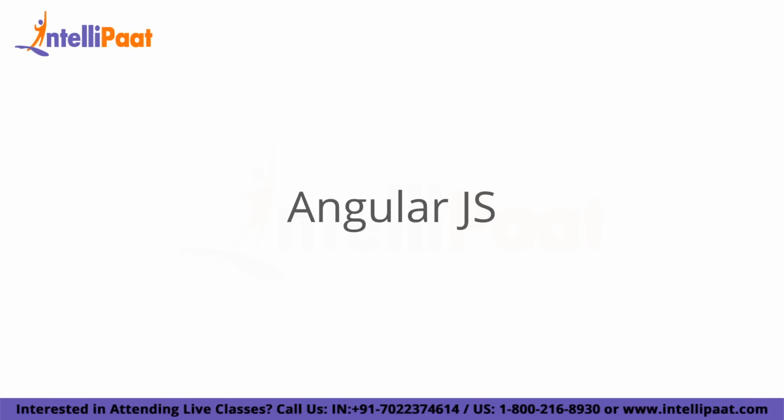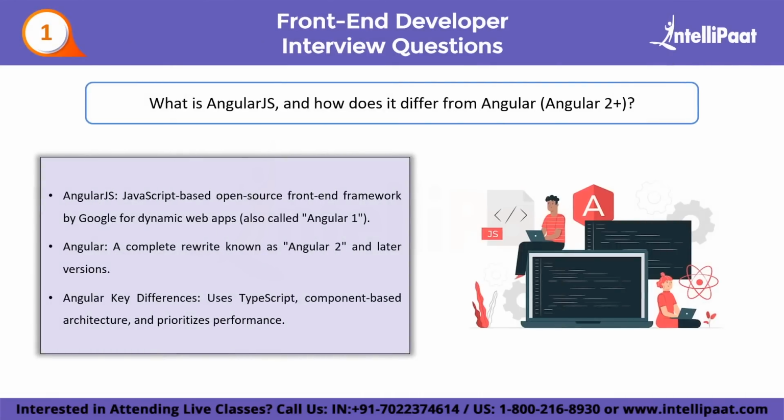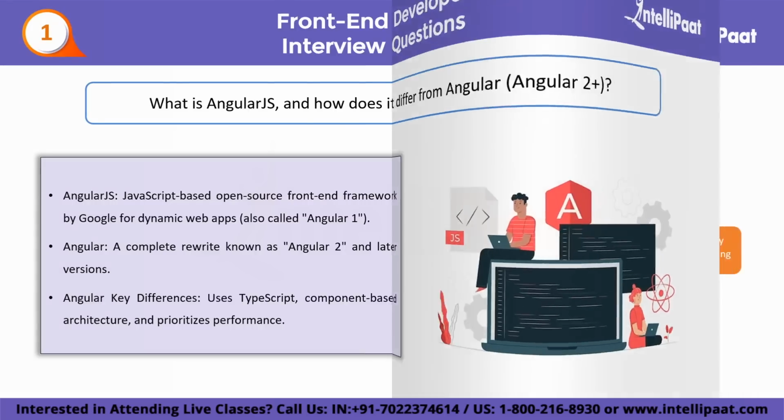Now let's have a look into the important AngularJS questions. Here our first question is, what is AngularJS and how does it differ from the traditional Angular? The answer to this question is, AngularJS is a JavaScript-based open source front-end framework developed by Google for building dynamic web applications. It's often referred to as Angular 1. Angular, on the other hand, is a complete rewrite of AngularJS known as Angular 2 and later versions. The primary difference is that Angular uses TypeScript, has a component-based architecture, and is more performance-oriented.